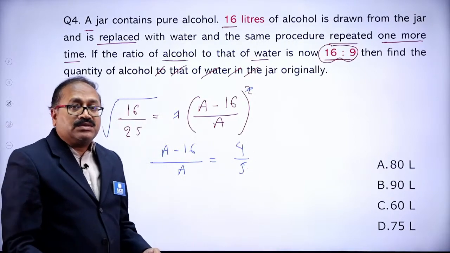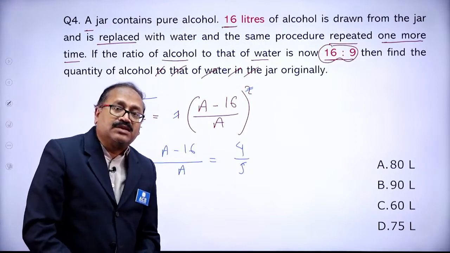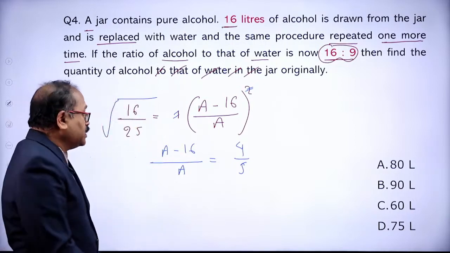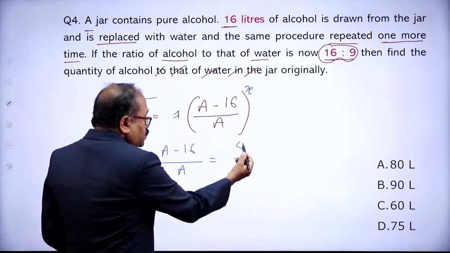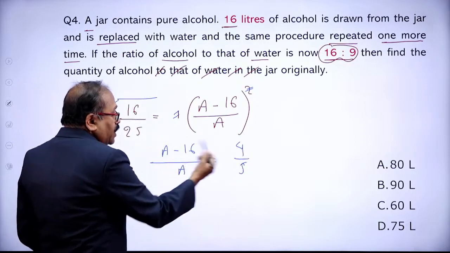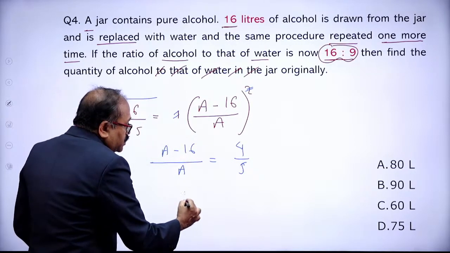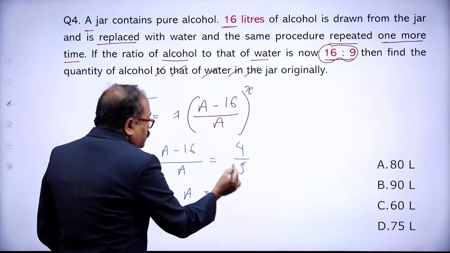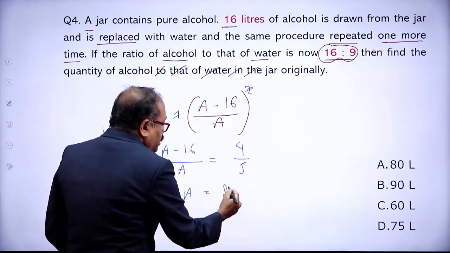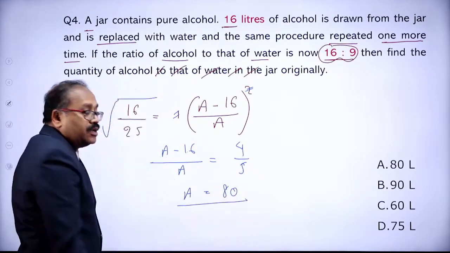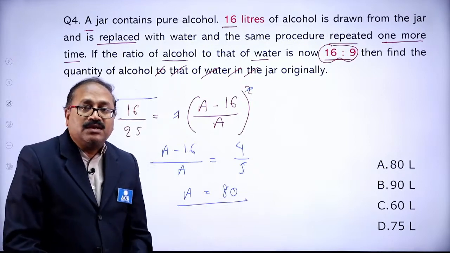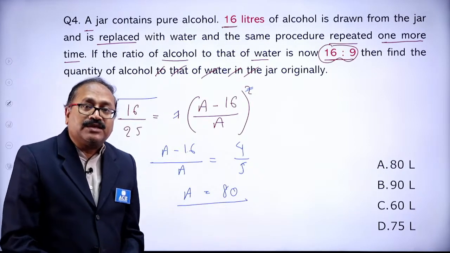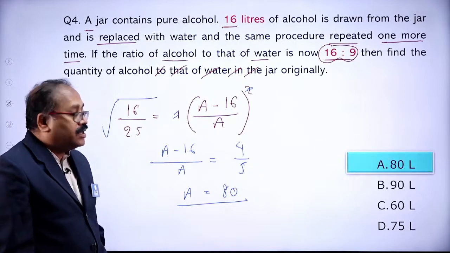These are very simple questions but they frequently come in the exam, so I have to discuss them. So what is A here? This is 4A and this is 5A. So 5A minus 4A, which is A. And here this is 16 times 5, which is 80. So the initial quantity of alcohol is 80. It is as simple as this, my friends.